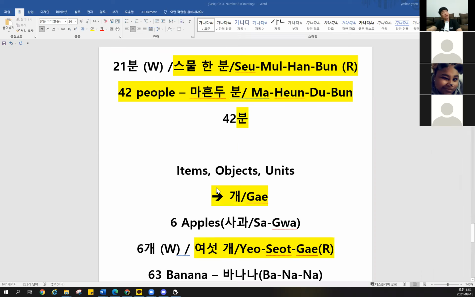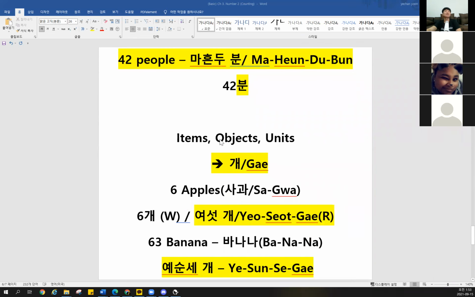42분. Okay. Last one for the items and objects and units. You can use 개 as a counting word. 개. Wait, we already learned that 개 is the word for dog, right? This one has the same pronunciation, same word, but a different meaning. So please also remember this one can be used with the dog's name, and also it can be a counting word with items, objects, and units. Okay, now it's getting a bit confusing, huh? But you guys can do it.